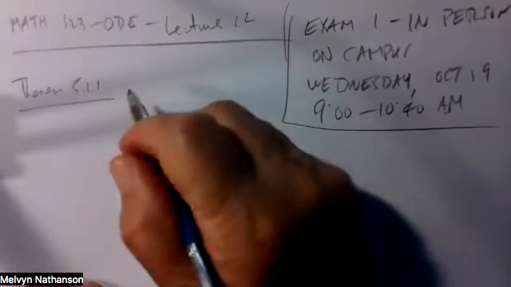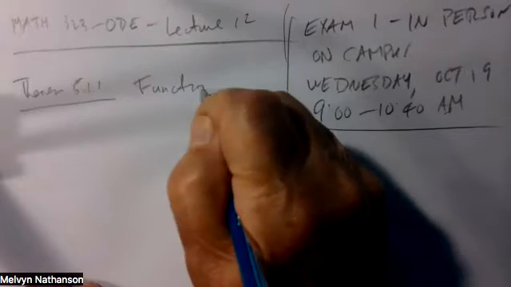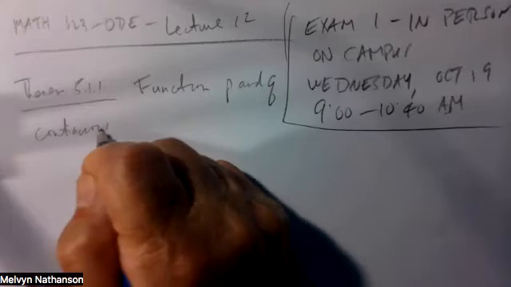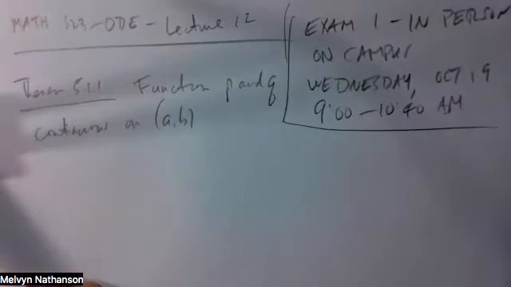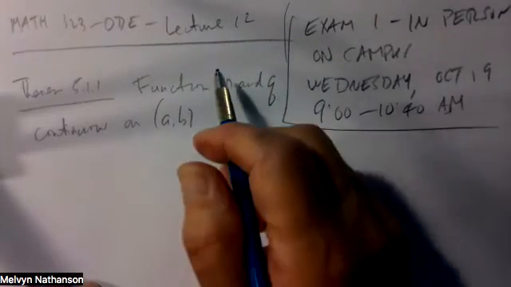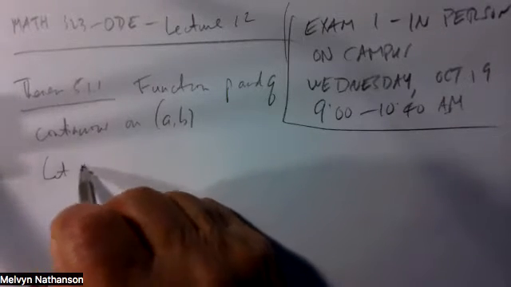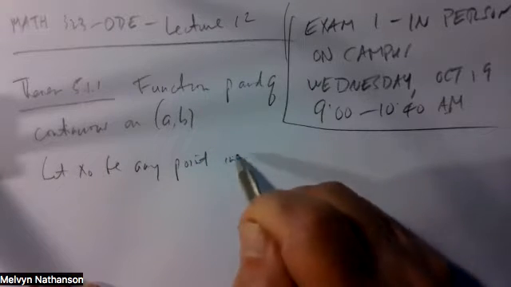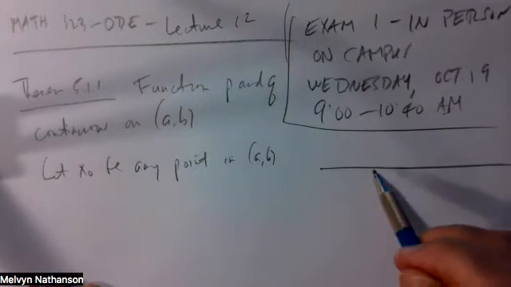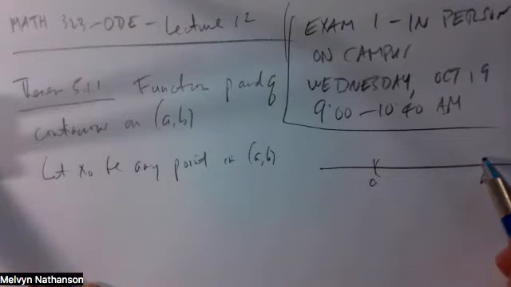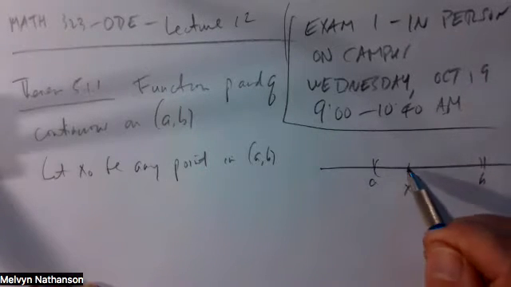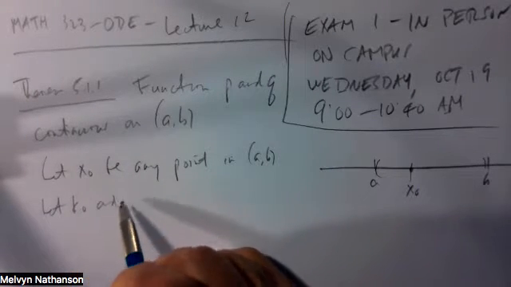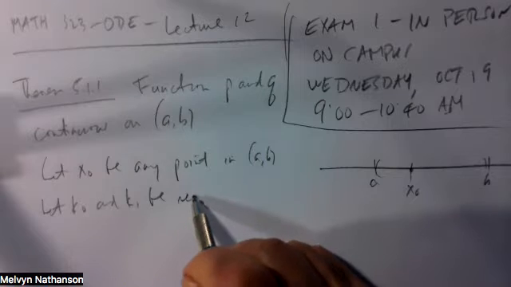So we have functions P and Q, which are continuous on an open interval from A to B. And we let x naught be any point in this open interval. So on the number line, here's A, here's B. We're looking at this open interval, and we choose any point x naught in that open interval, and we let k naught and k1 be arbitrary real numbers.